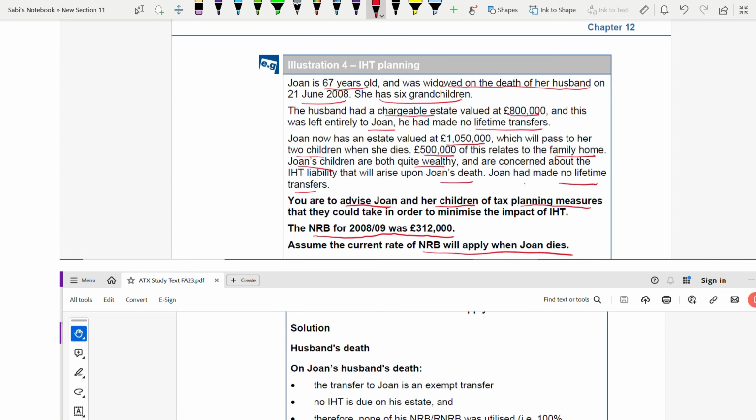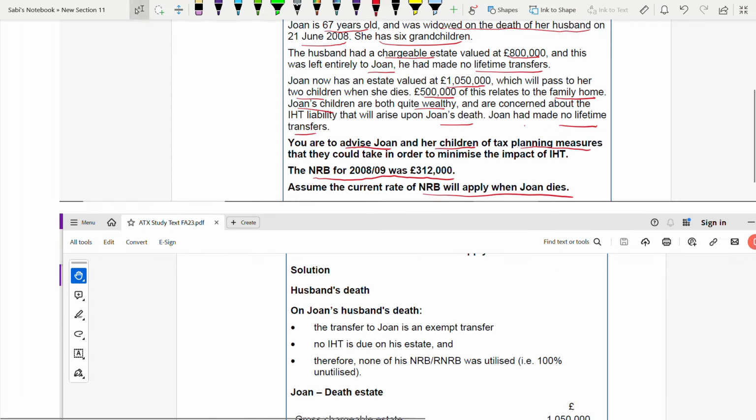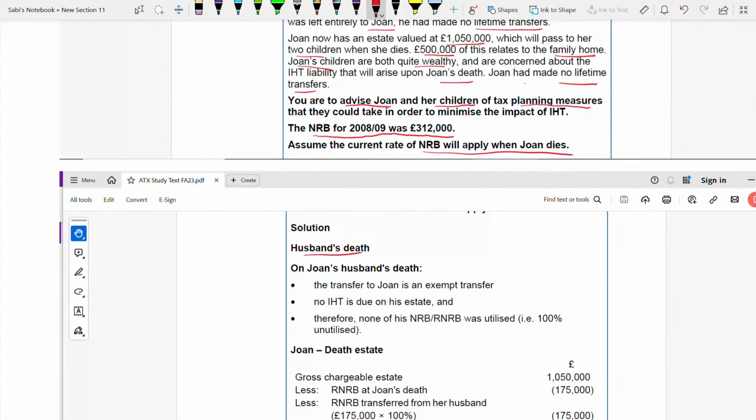So now, on John's husband's death. First, we'll talk about the husband's death. What is the impact? There are 3 impacts: 1, 2, 3. So this is the solution. First, remember the transfer to John, the wife, is an exempt transfer. That's why no IHT is due on his estate. And none of his nil rate band or residence nil rate band was utilized. That means 100% was unutilized.